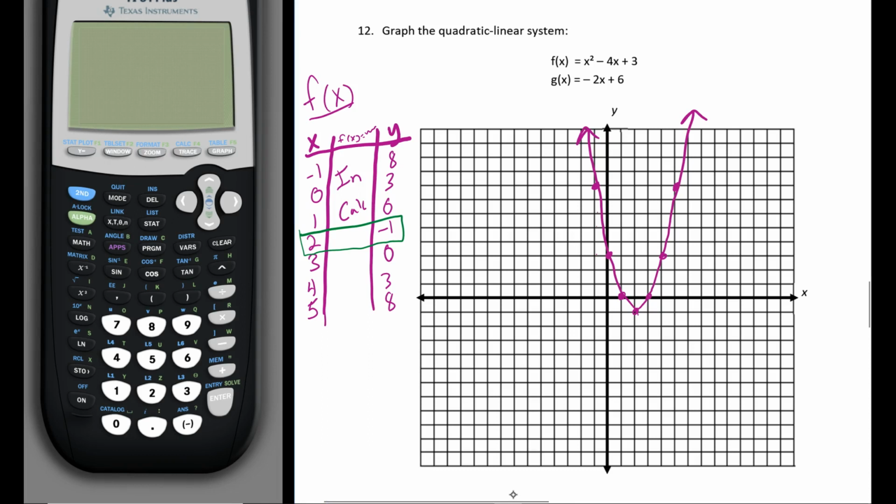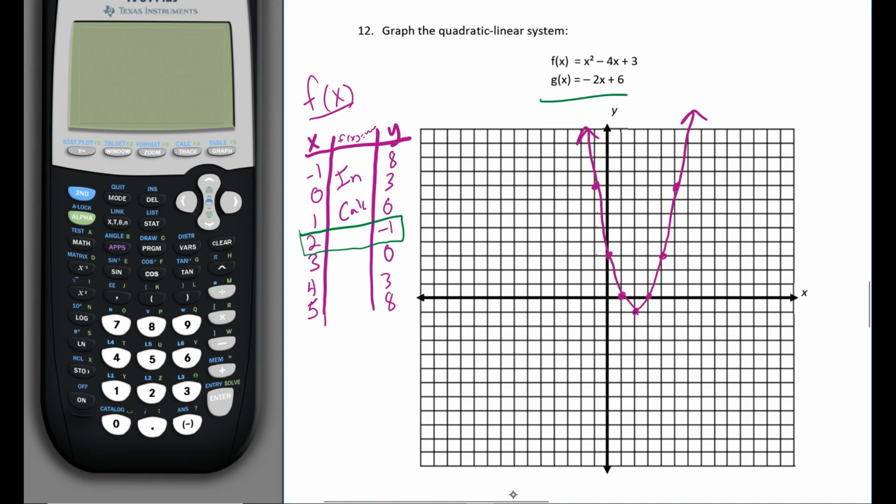Number 12. Graph the quadratic linear system. So you've got a parabola there and a linear equation as well. So I've already graphed the parabola by plugging it into y equals, going to the table, looking for symmetry, and that's old news right now. And even this g of x should be old news too.